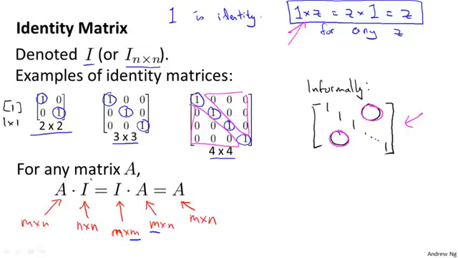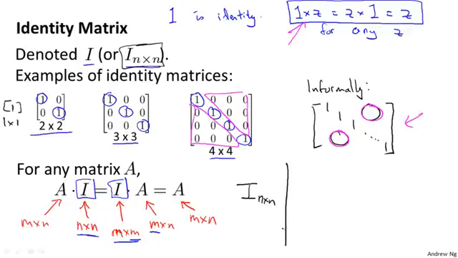Whenever we write the identity matrix I, very often the dimension will be implicit from the context. So these two I's are actually different dimension matrices. One will be n by n, the other is m by m. But when we want to make the dimension of the matrix explicit, then sometimes we write it as I of n by n. But very often the dimension will be implicit.